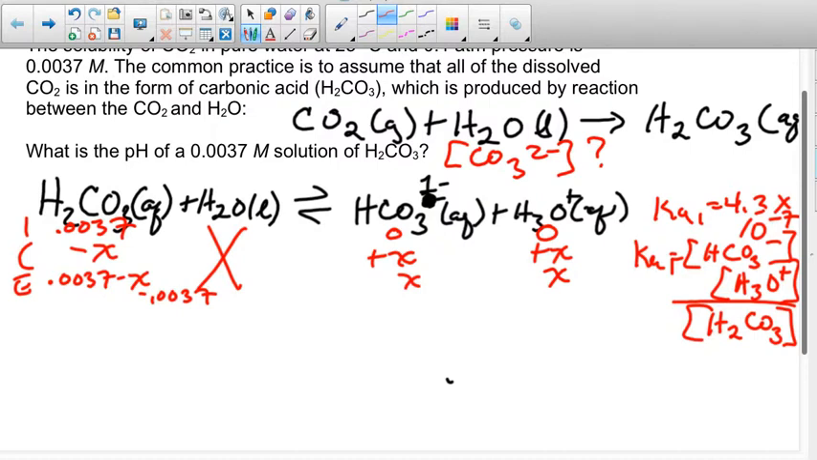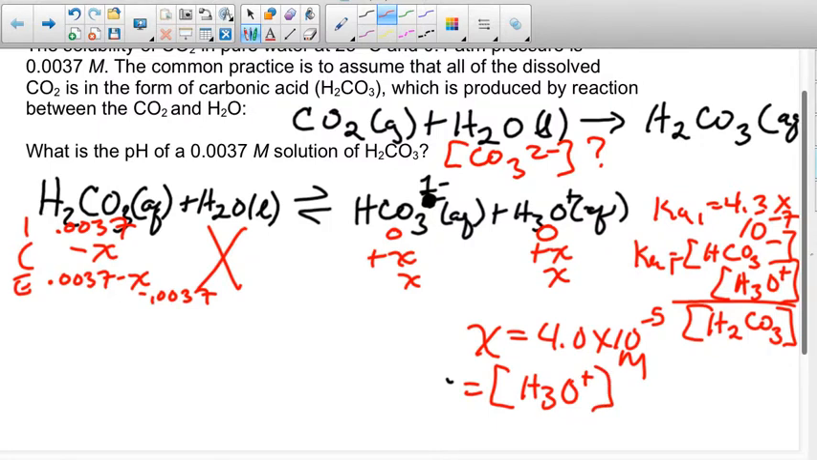These two, it's x squared over 0.0037, right? You get anything for x? What's x? Yeah, I got 4.0 times 10 to the negative 5th molar, right? What is that equal to? What is x? No. X is the concentration of hydronium ion. X is the concentration of the hydronium ion? Is it the concentration of anything else?